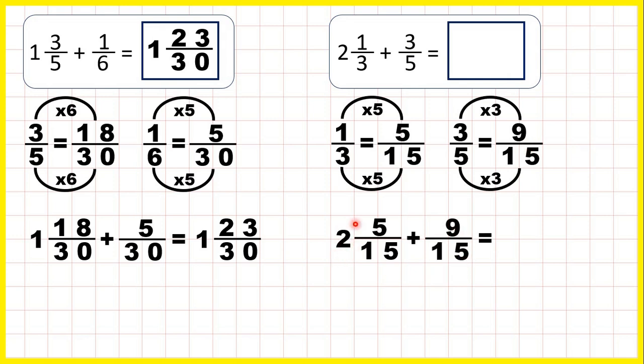The only whole number we have is 2, the denominator stays the same, and 5 plus 9 is 14. So we have 2 and 14 over 15 as our answer.